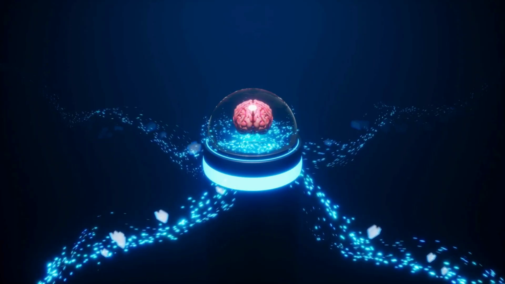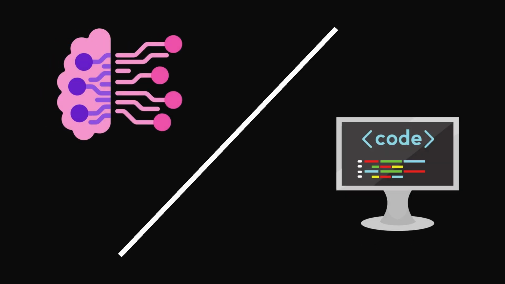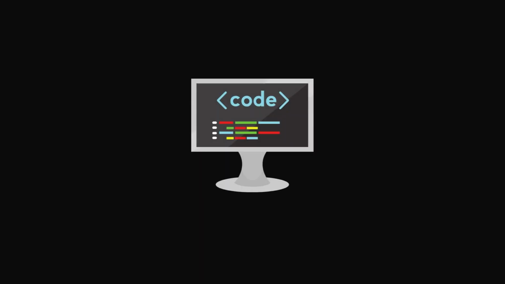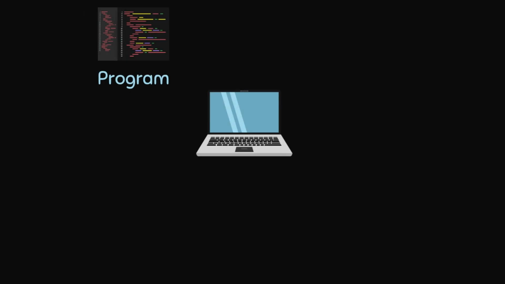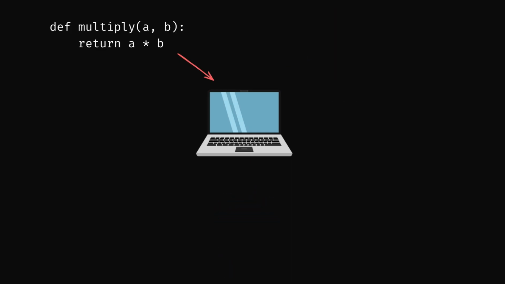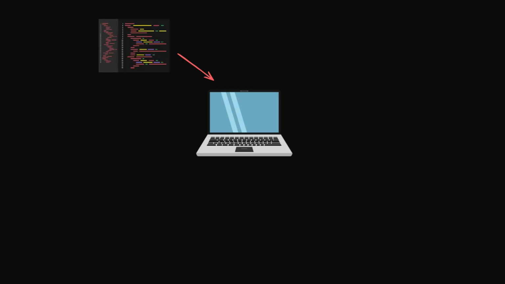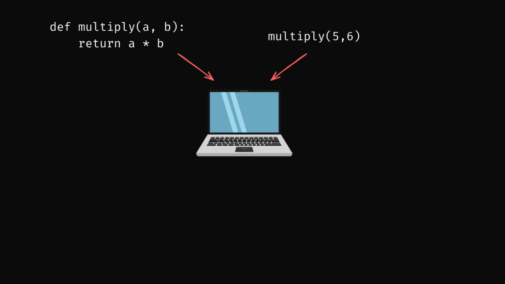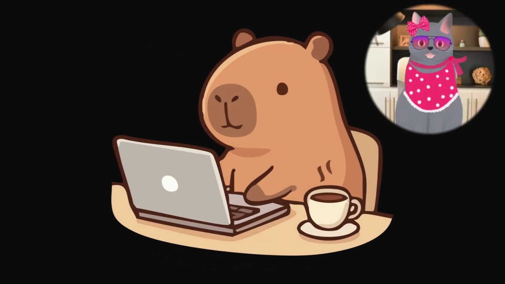So let's get started. In order to understand how machine learning works, we must first compare it to traditional programming. In traditional programming, we give the computer a set of instructions, a program that we have coded, and some input data. The computer then follows those instructions exactly to produce an output. For example, if we write a function that multiplies two numbers, we're essentially defining the logic, the program. When we call that function with inputs like 5 and 6, our data, the computer runs the code we wrote and returns the output, 30. The key idea is that the logic comes from us. The computer just follows instructions.